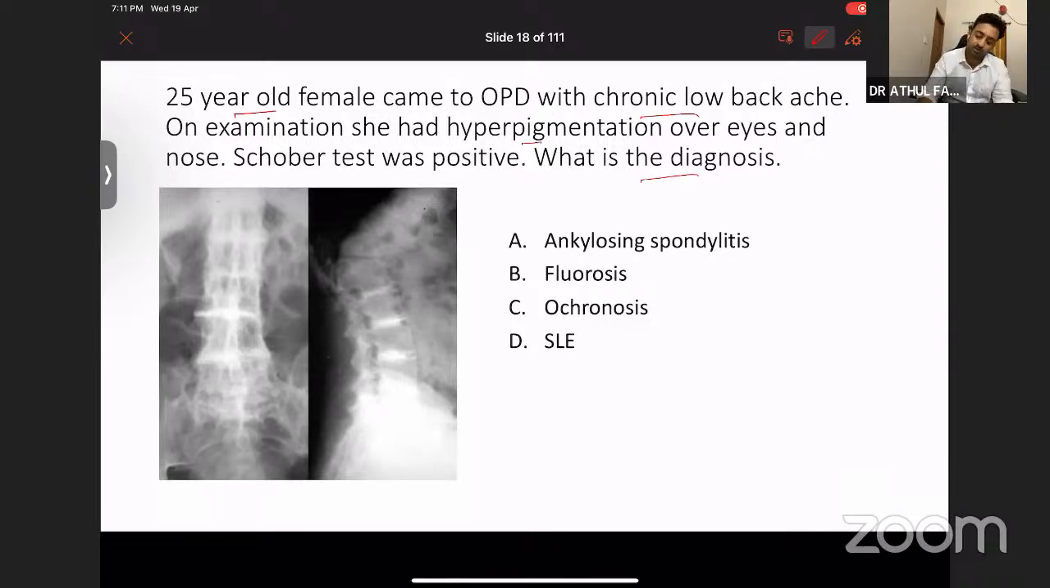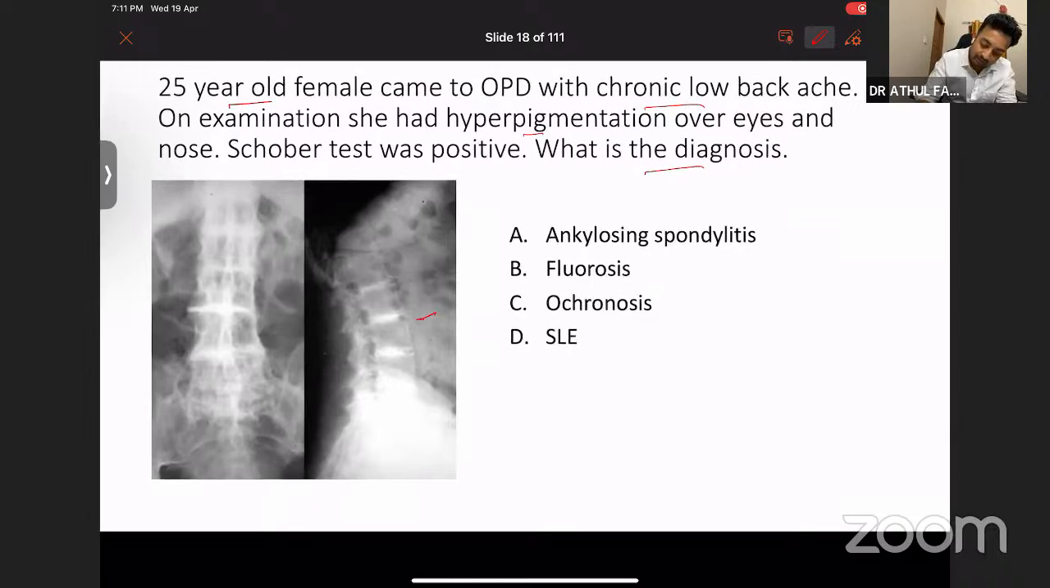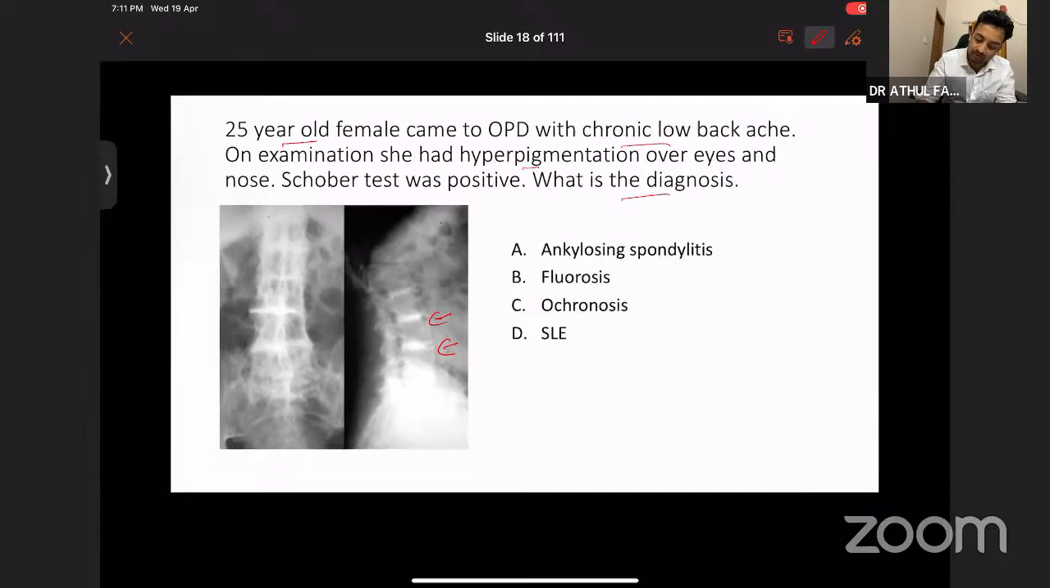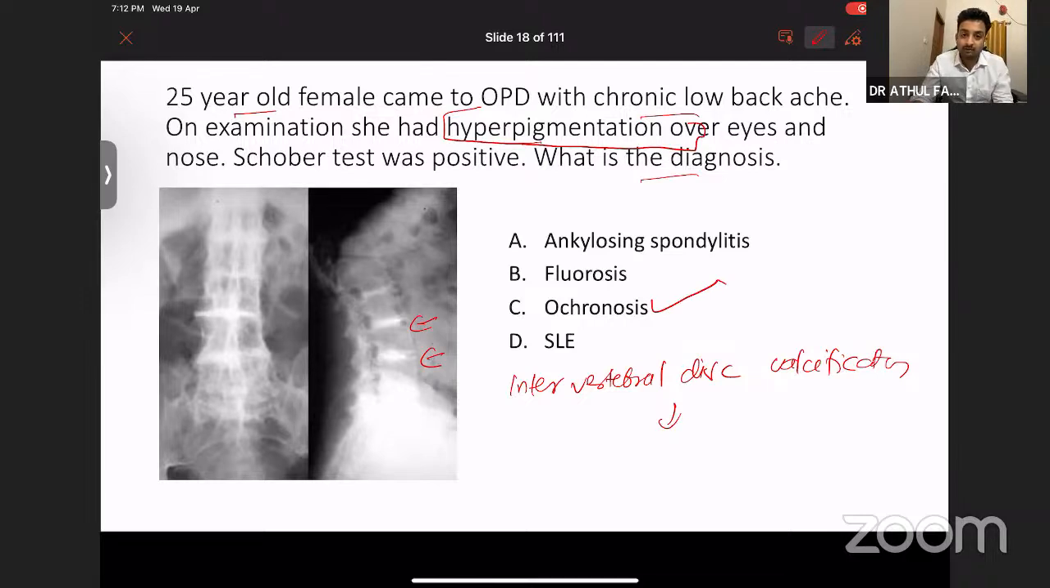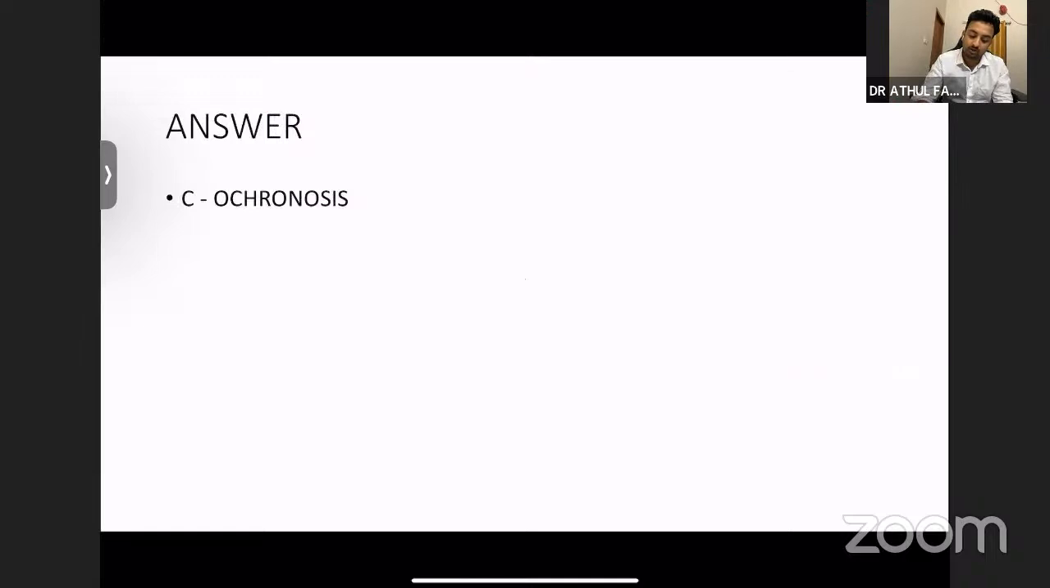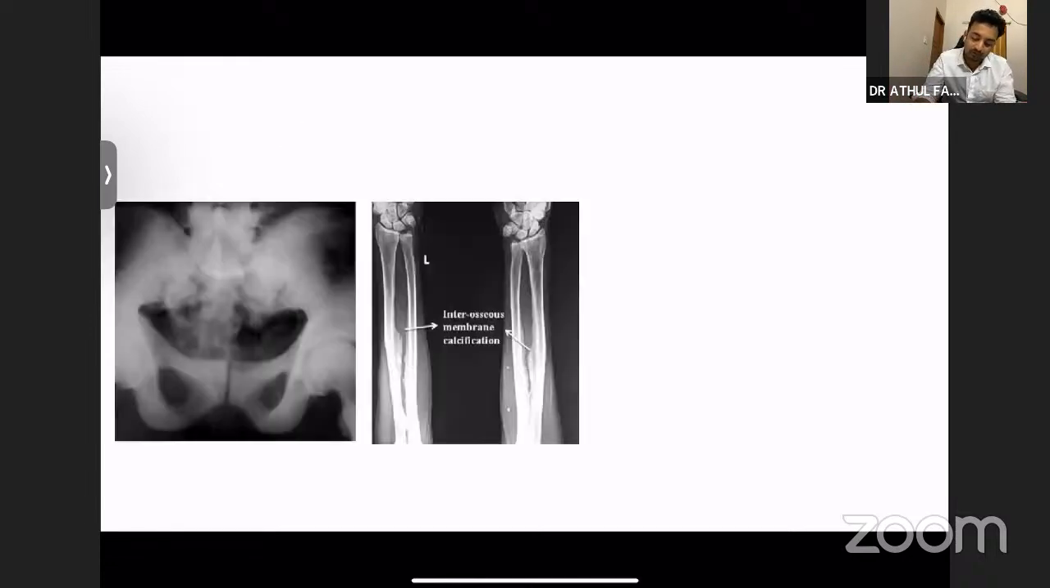That is the question. Here you are able to see multiple intervertebral disc calcifications. If you are seeing intervertebral disc calcification, and the examiner is giving the clue of hyperpigmentation, the answer is ochronosis. Ochronosis or alkaptonuria is a condition in which intervertebral disc calcification is seen. That is very important about ochronosis. You should know the chemistry part, like what is the enzyme deficiency, how you treat this condition. All these things you should read.